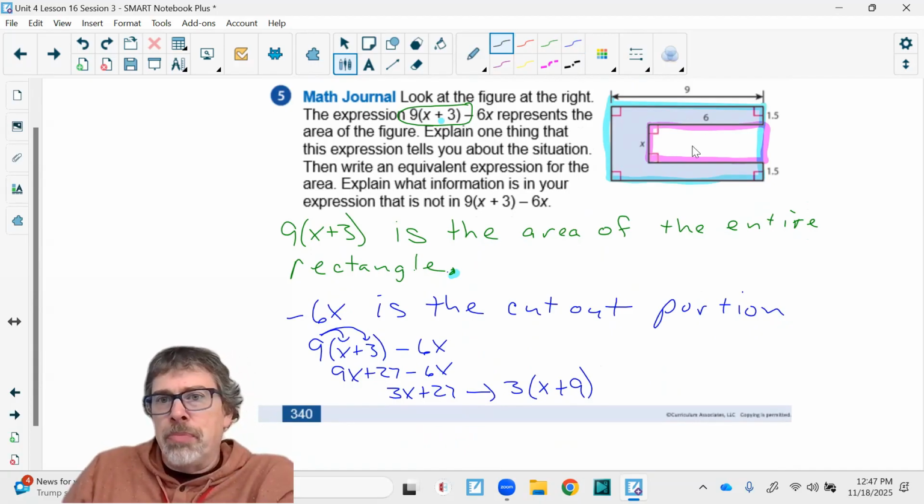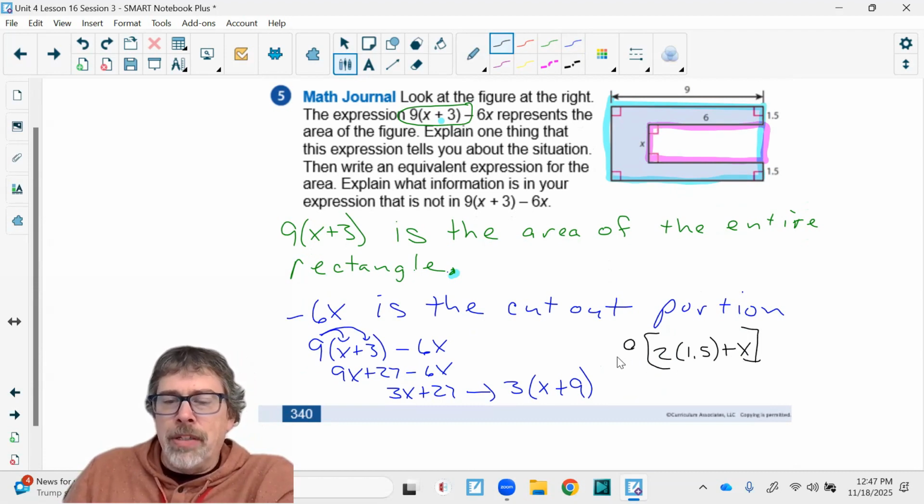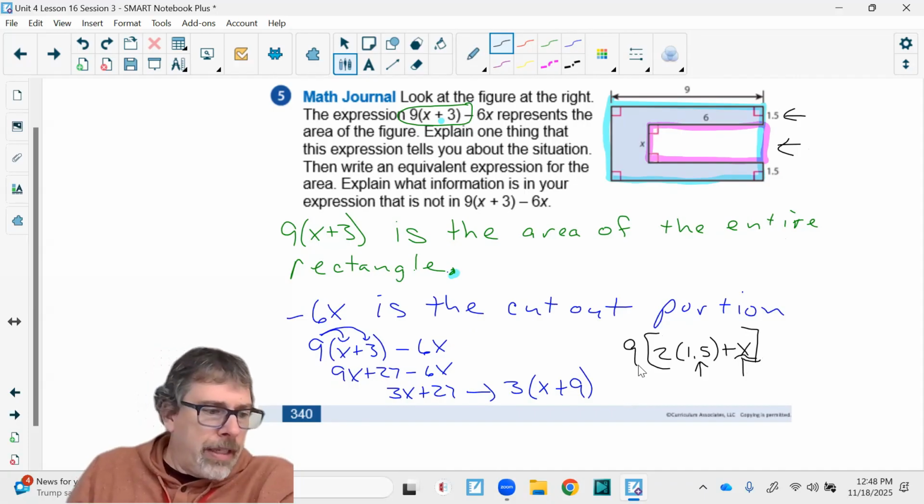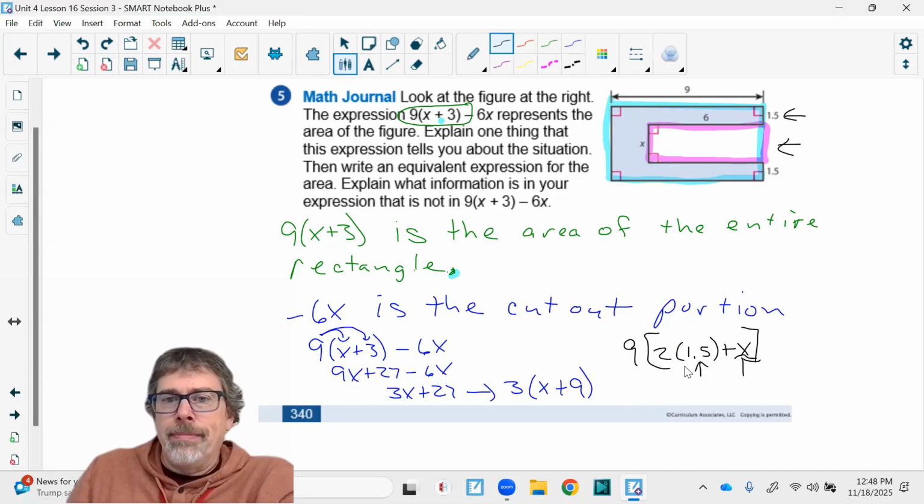The other thing we could do is break this up, and we could write it like this: 2 times 1.5 plus x, that's the width, times 9, which is the length, length times width. This tells us the length of this side here, and it tells us the length of the cutout. So I guess I'll go with that instead. So 9 times the quantity, 2 times 1.5 plus x. Okay. Let's leave it at that.